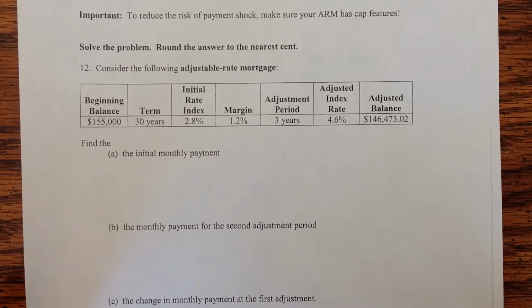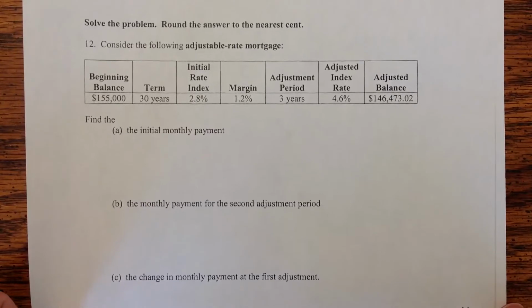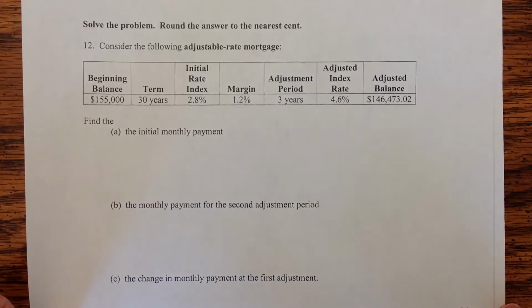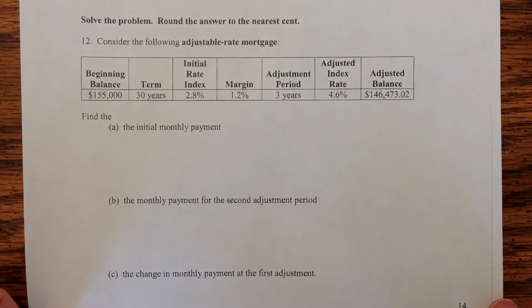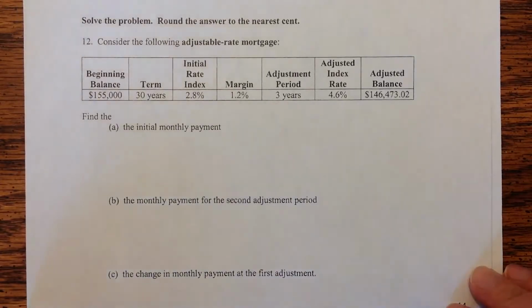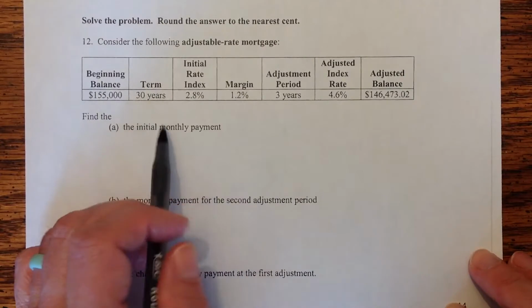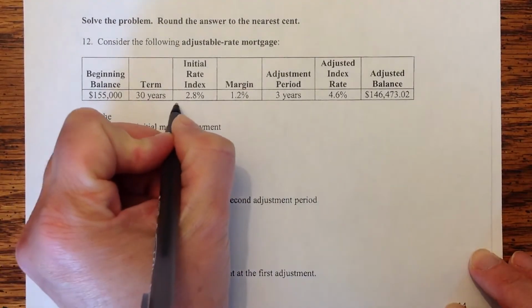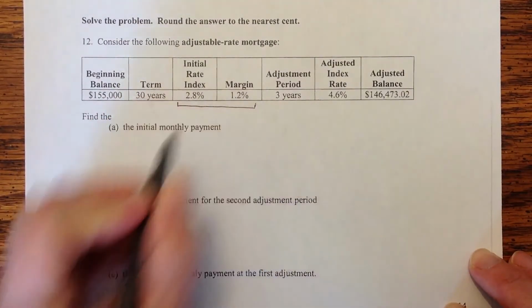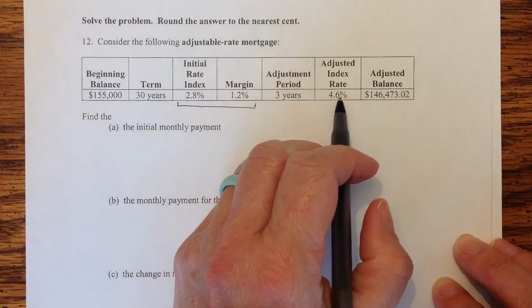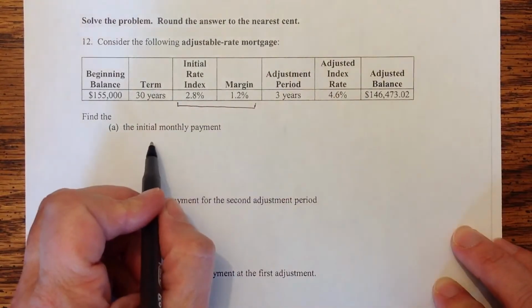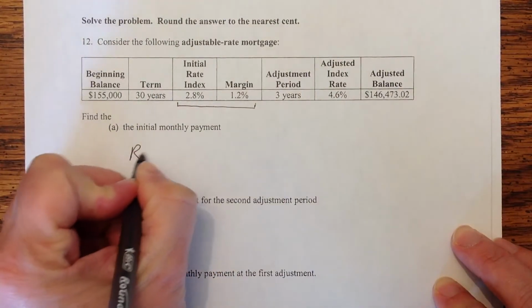The first question is asking us to find the monthly payment under the following conditions. So we're borrowing $155,000 over 30 years. The initial rate index is 2.8% with a margin of 1.2%. It'll be adjusted 3 years later with a new index rate.